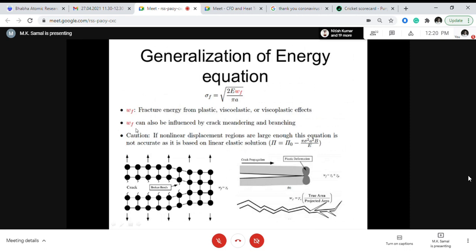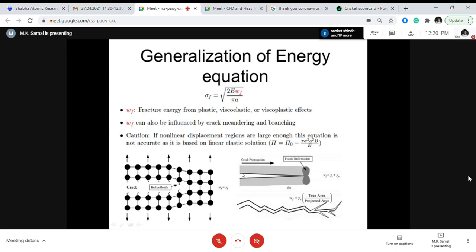Now, WF can also be influenced by crack meandering and branching. You know what meandering and branching are. For example, in brittle materials or composite materials, the crack will not go straight. It will deviate from the path and take the weakest path in the material. This picture shows atomistically how the crack advances by breaking bonds. In metals, the crack tries to propagate straight using plastic deformation. As the crack propagates, within the hatched zone plastic deformation occurs, and this is the shape of the plastic zone.